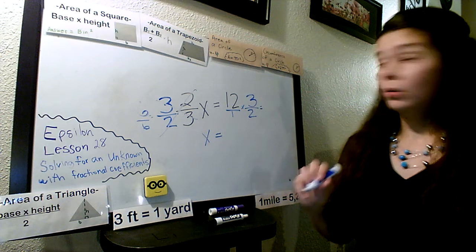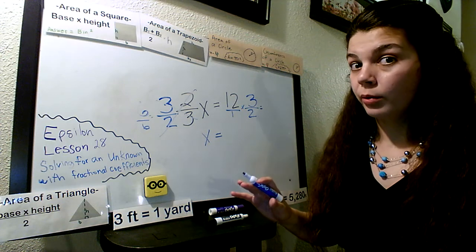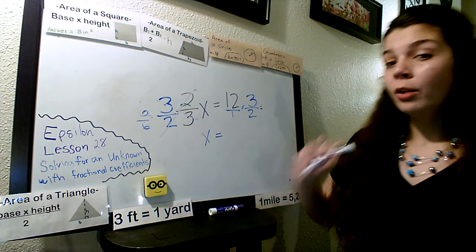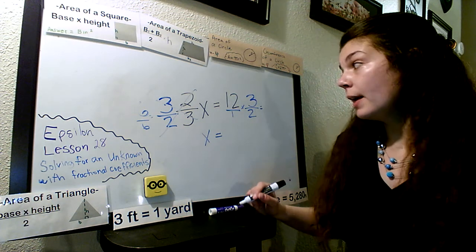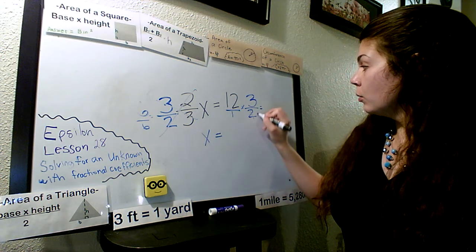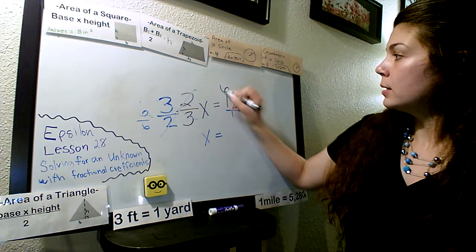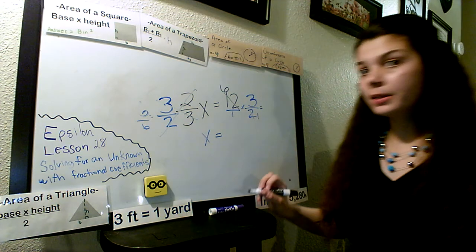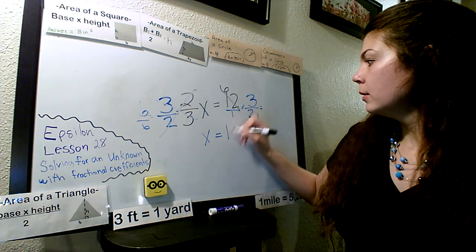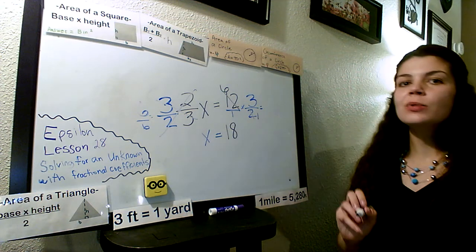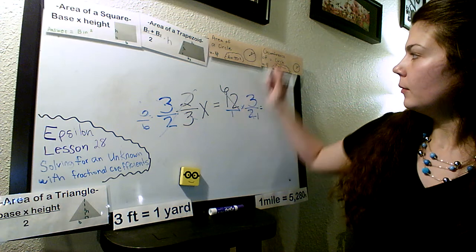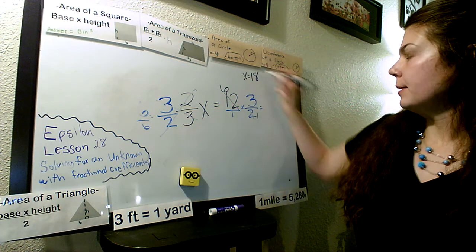All right, we can actually reduce. If you think about it ahead of time, you can reduce with something like this. 12 and 2 reduce. What do they both reduce by? 2. 1 times 3, 6, 12, 18. X equals 18. Let's check it, shall we? Here, I'll put my answer up here. X equals 18.